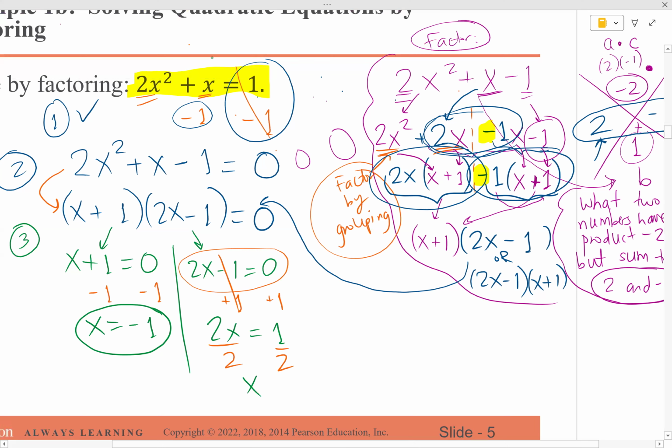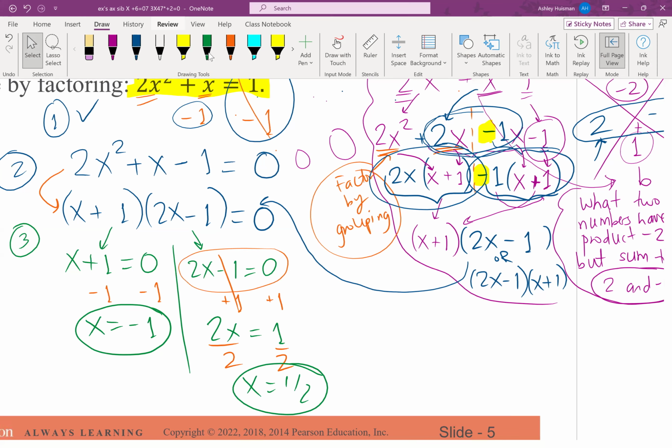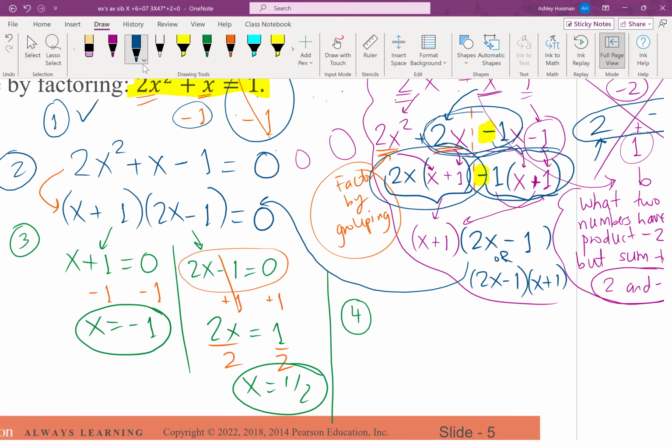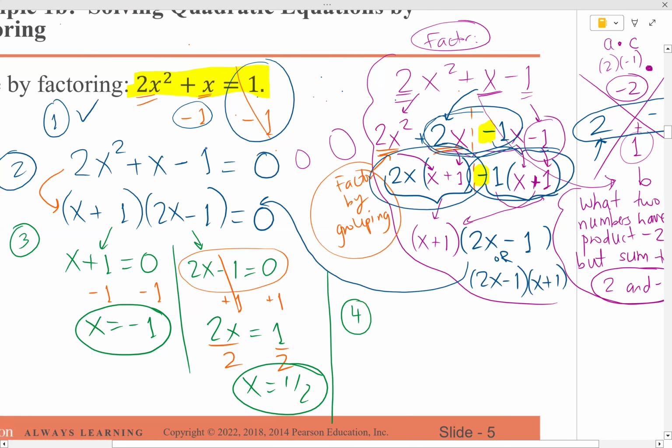X is 1/2. So I have 2 solutions to this equation. And then the fourth step is supposed to be, I'm going to check my answer. But to be honest with you, if this is a midterm, I'd probably check my answer because it matters. A midterm or a final is worth a lot of points, so I want to check my answer.